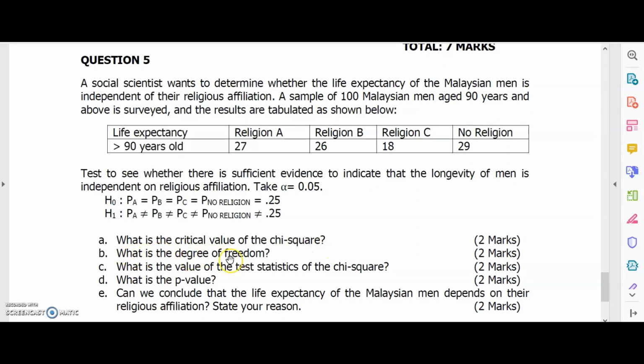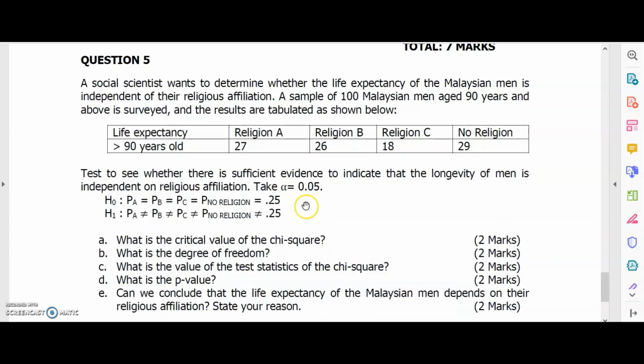So question A, what is the critical value of the chi-square? B, what is the degree of freedom? C, what is the value of the test statistics of the chi-square? D, what is the p-value? And E, can we conclude that the life expectancy of the Malaysian man depends on their religious affiliation? State your reason.